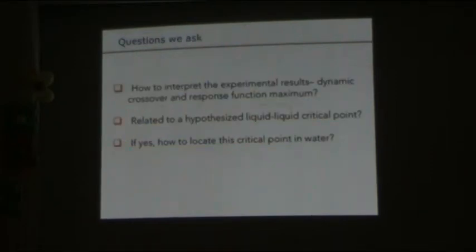The first question we are going to answer is to try to interpret what happened in the experiment data. If we look at the data before, it looked like a divergent effect. Now we confine water into nanogeometries, and we see something that is not diverging, but has a maximum over here. We want to look at why this happens. The second question we want to ask is whether this is related to the hypothesized liquid critical point, and if so, how we can detect the critical point.